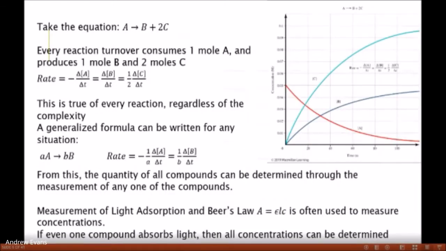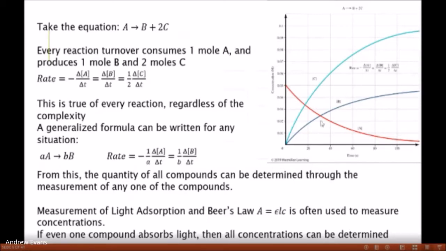Take a similar equation. A goes to B and 2C. So A degrades down into 3 different products: 1A, 1B and 2C. Every time A is consumed, we produce 1 molecule of B and 2 molecules of C.